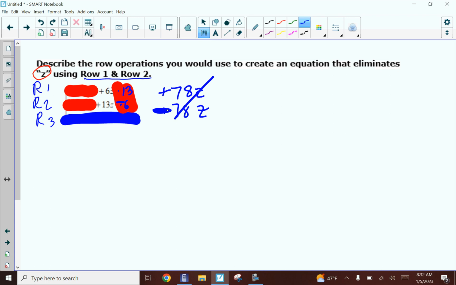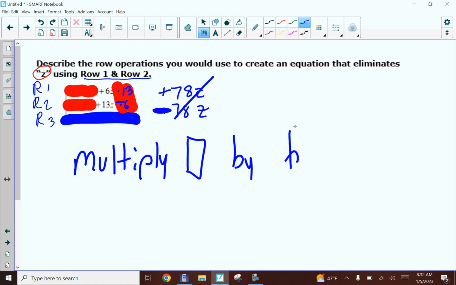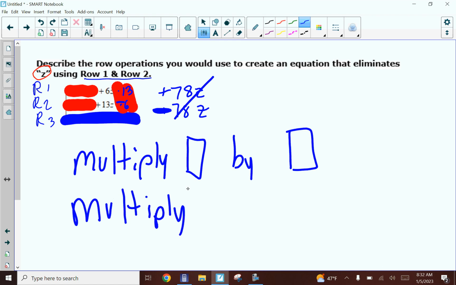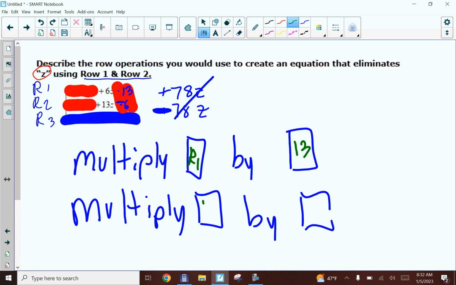So on this one, I would have two sentences. It would say multiply blank by blank. Oops, I'm not going to write the word blank. And then multiply, because I'm multiplying twice. So I have to have two sentences by blank. So what did we do? Starting with row 1, we multiplied row 1 by 13. And then we multiplied row 2 by -6. And with that, you have enough to get 100% on this section of the test.